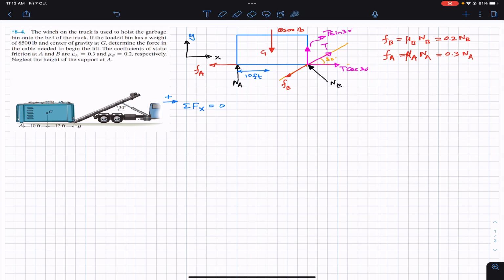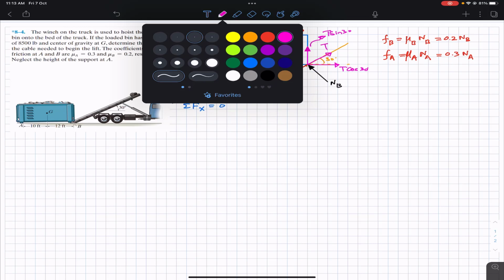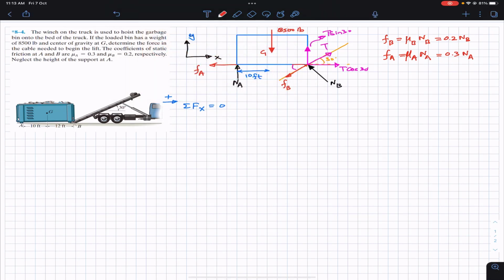Similarly, since this FB is acting along this incline, if we have a 30-degree angle here, we have a 30-degree angle here as well. So now we can resolve this FB. One component of FB is going to act in this direction. If this is 30 degrees, then this will be FB cos of 30. And similarly, we will have one component in the downward direction. This one will be the sine component.